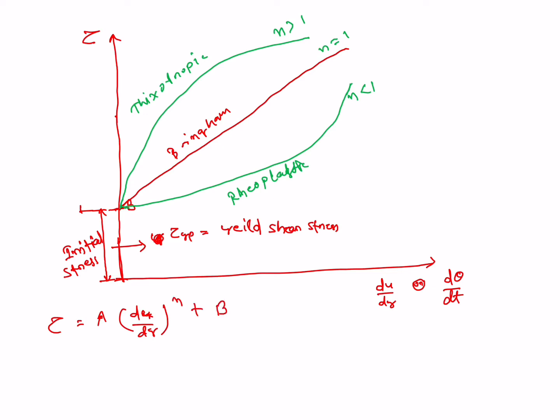This B is your yield shear stress value. A is your viscosity. Then n equal to 1 in case of Bingham fluid. A and B both are constants depending upon the type of fluid and condition of flow.